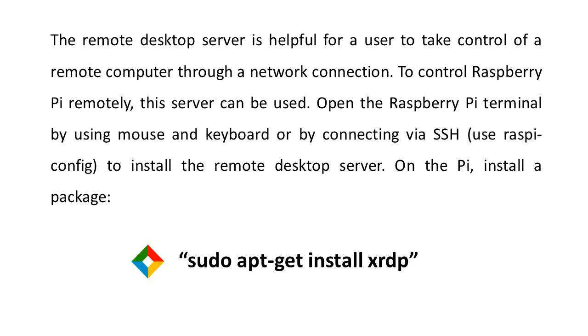The remote desktop server is helpful for a user to take control of a remote computer through a network connection. To control Raspberry Pi remotely, this server can be used. Open the Raspberry Pi terminal by using mouse and keyboard, or by connecting via SSH. Use raspi-config to install the remote desktop server. On the Pi, install a package. The package is shown below.